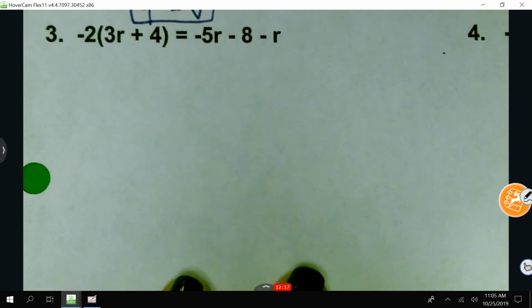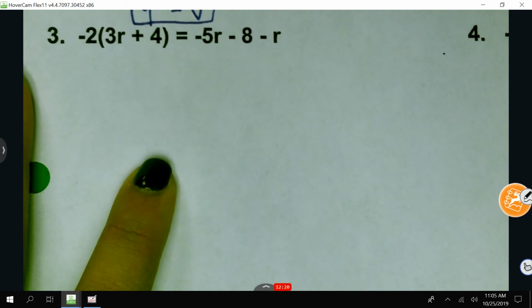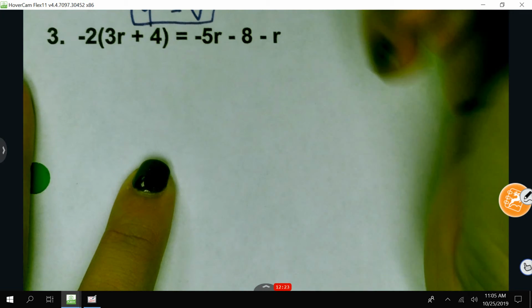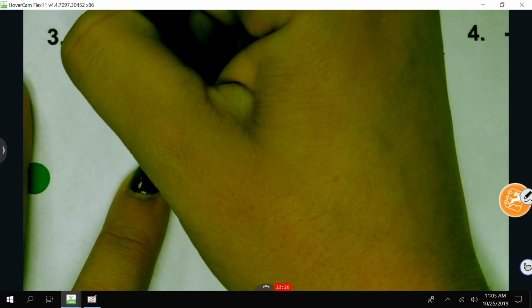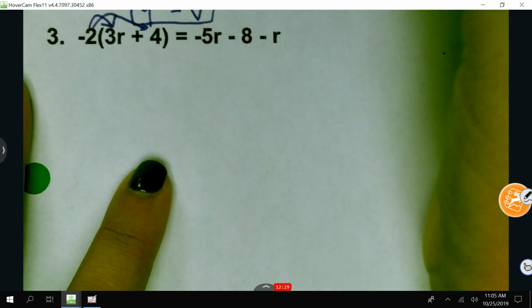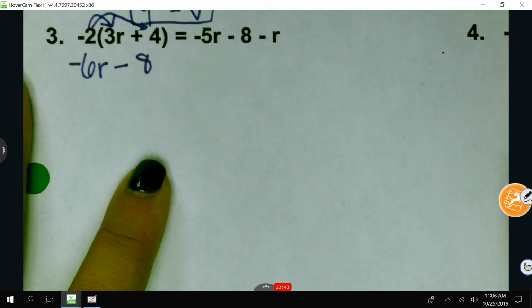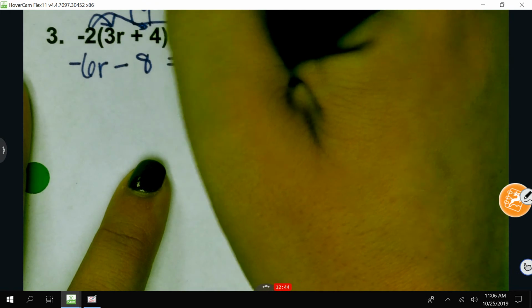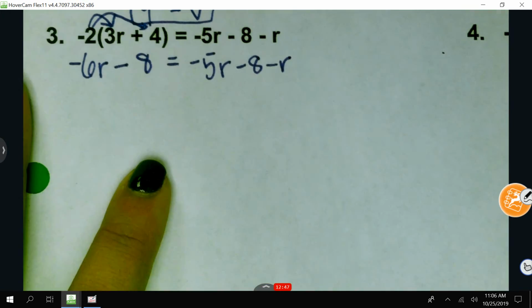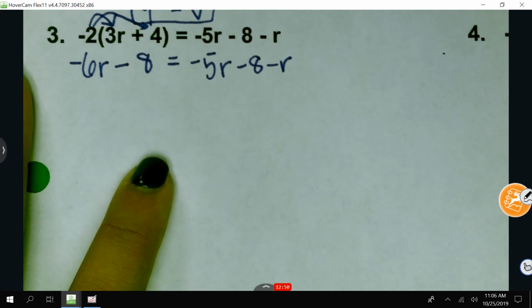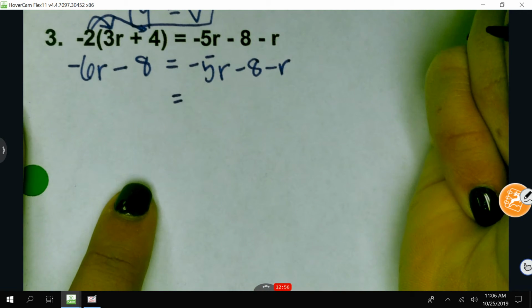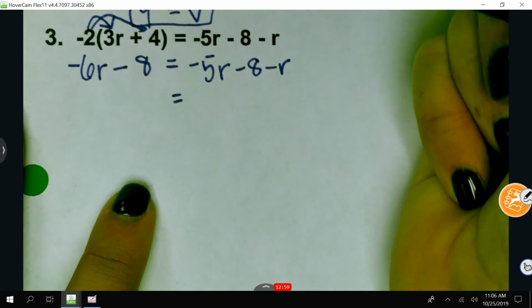All right, number 3. What's my first thing going to be? Distribute what? Negative 2. Good. So what do I have when I do that? You have negative 6r plus negative, minus 8. So negative 6r minus 8. And then I'm just going to copy down that other side for right now. Can you combine like terms on both sides? On both sides? No, you can do it on the right side. Yes, I can do it on the right side.